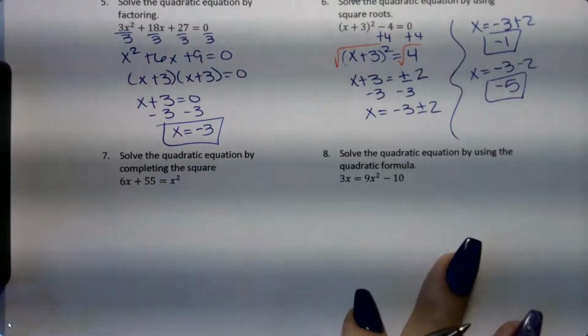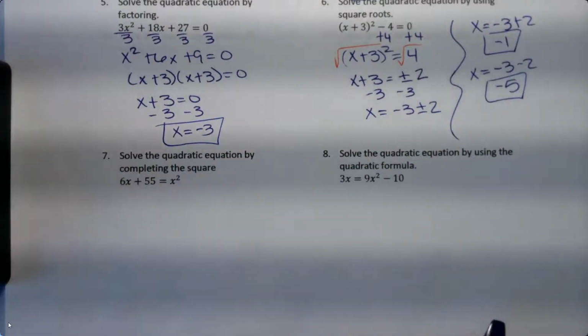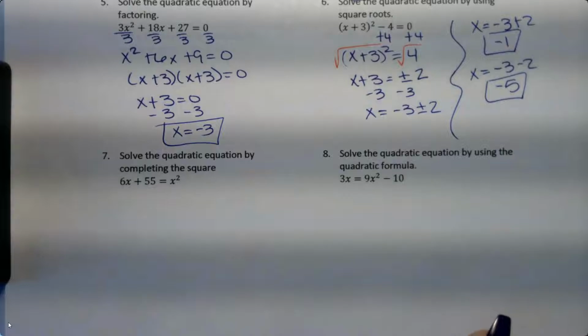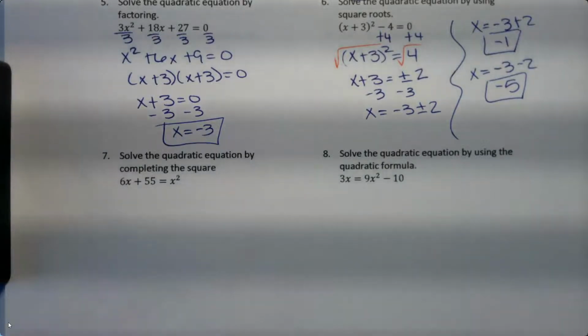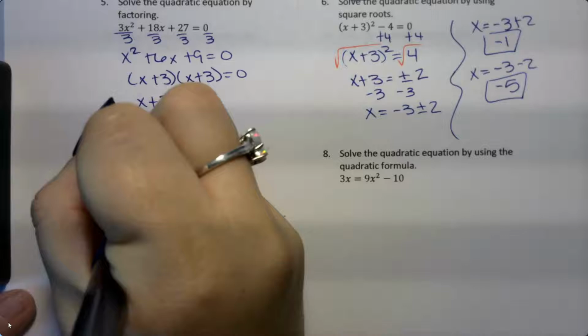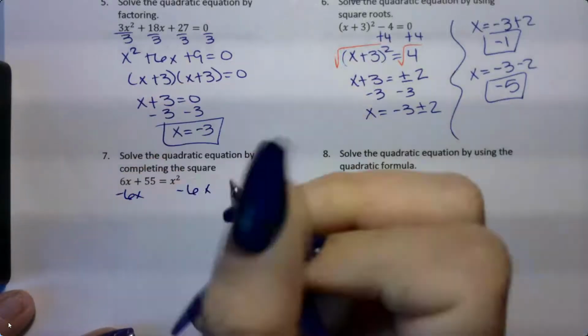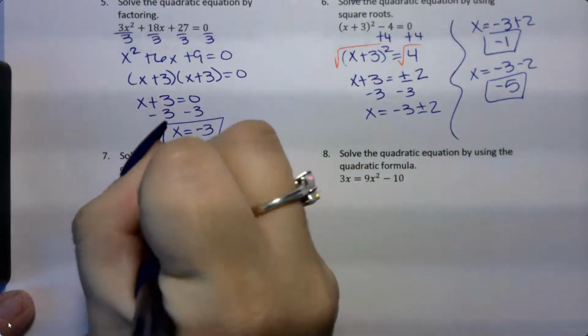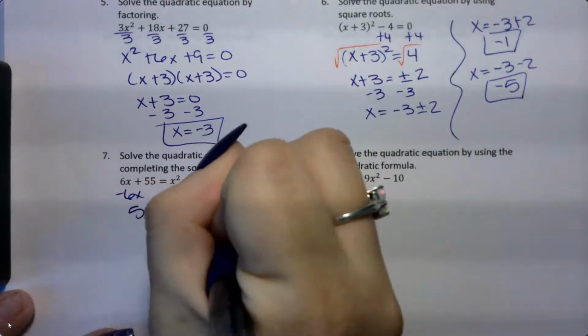Okay. Number 7 wants me to solve the quadratic equation by completing the square. So to complete the square, I need all of my variables on one side and all of my numbers on the other. So I'm going to start off by subtracting 6x on both sides. This gives me 55 equals x squared minus 6x.